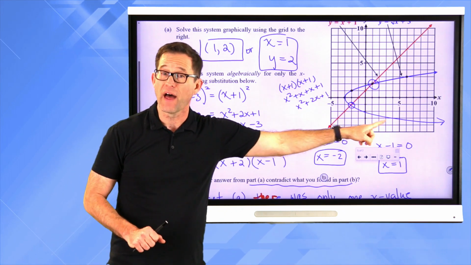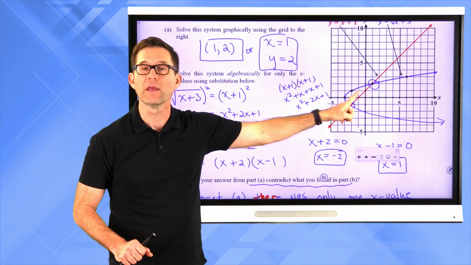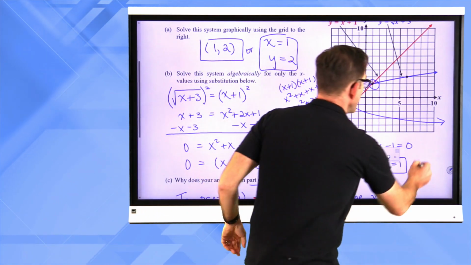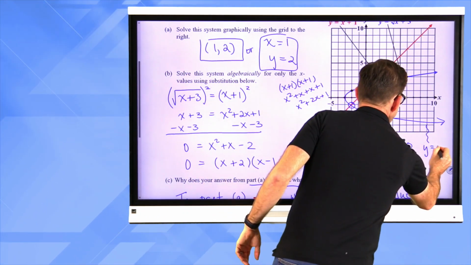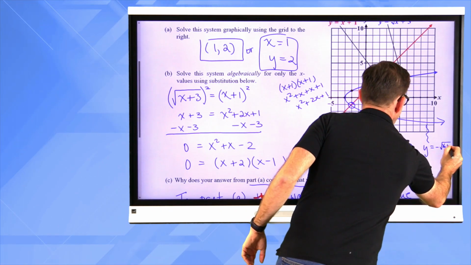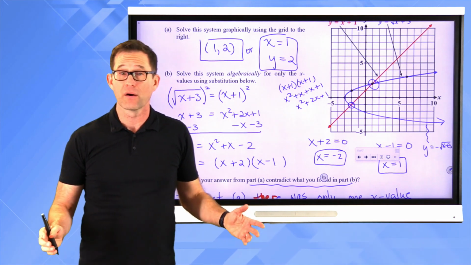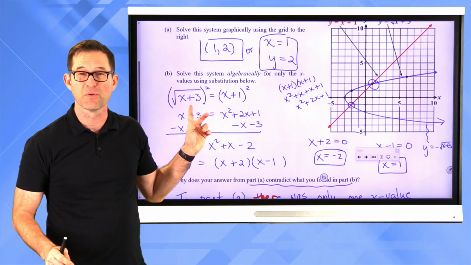Now the thing is, that curve, remember, this was y equals positive root x plus 3. This curve would be y equals negative root x plus 3. Now, that's not part of our equation. We've got positive root x plus 3.